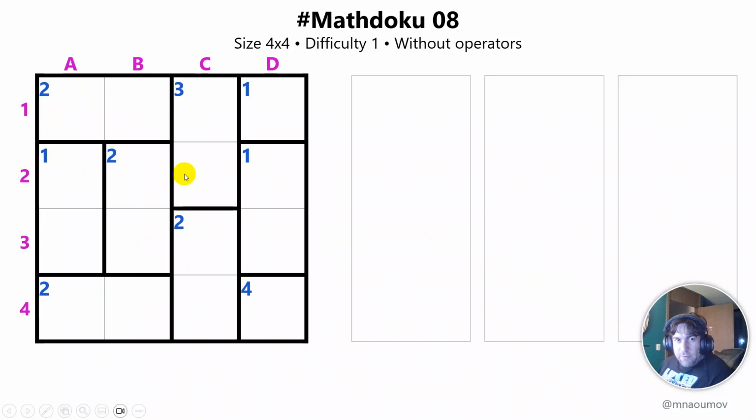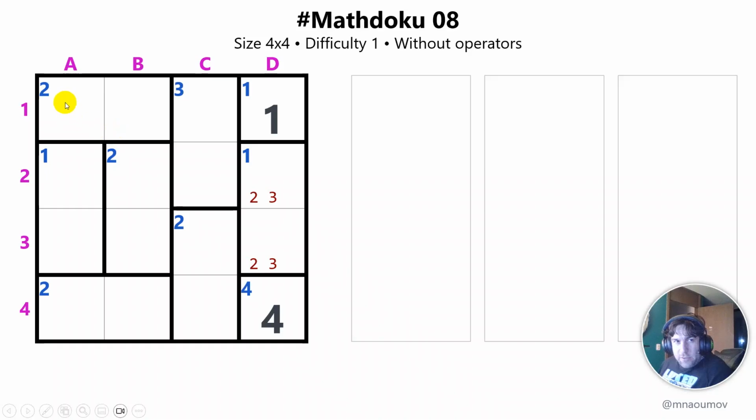Let's start solving by filling in single cells, D1 and D4. And also, we will fill in the candidates for the rest of the column. This would be 2 and 3.